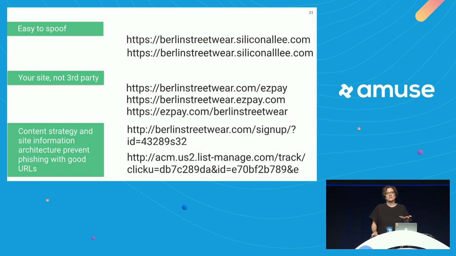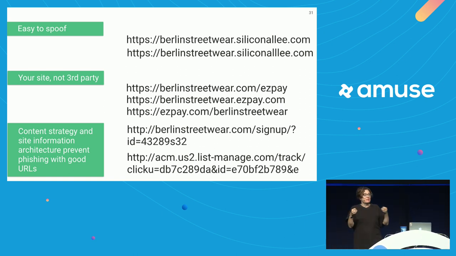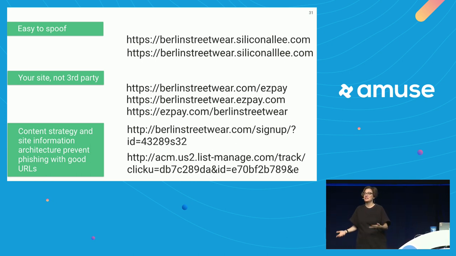There are also some questions on the content strategy side about how to handle these integrations. For the third party, EasyPay, should it be berlinstreetwear.com/EasyPay or easypay.com/berlinstreetwear? I don't know what the right answer is, but we've spent so much energy collectively trying to separate people from their money through UX by making it really easy to seamlessly have all these experiences. It's time to rethink a little bit how to help people understand where these boundaries are.